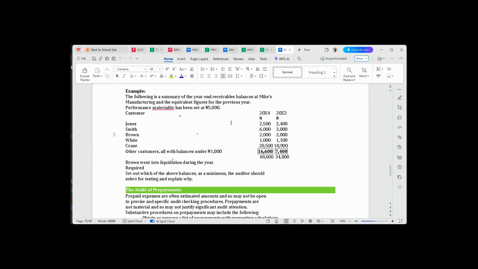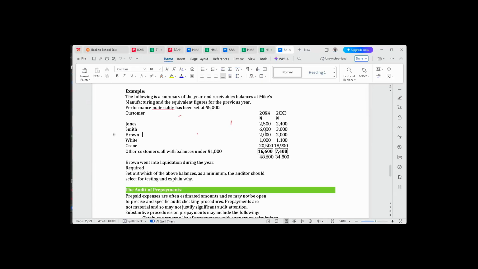Then you have: Brown went into liquidation during the year. The one that owes 2,000 went into liquidation during the year. Set out which of the balances, as a minimum, the auditor should select for testing, and explain why. So this is an example that I want us to try. I'll attempt it now.